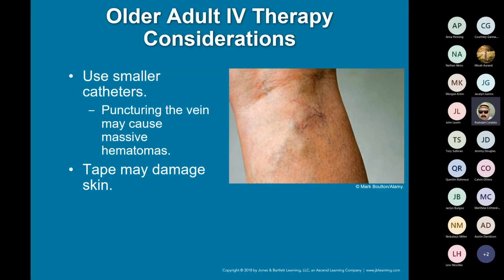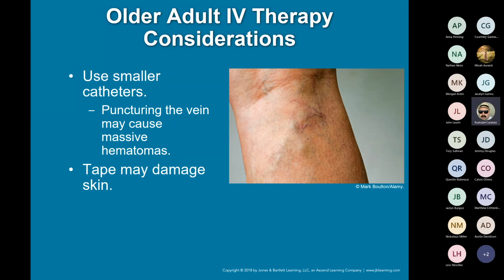In our elderly patients, we're going to see veins like that, varicose veins, spider veins. Those are not good veins to cannulate in. Those veins are not straight. They don't have the structural integrity to hold an IV. They'll blow really quickly. Don't even try them.